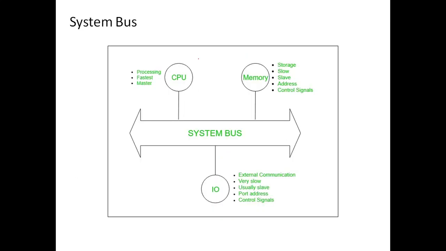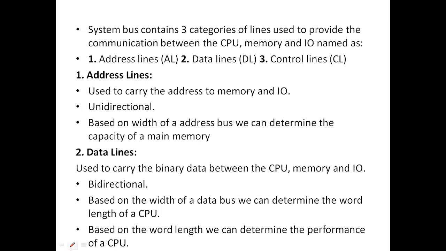And the next one is the system bus. The system bus is divided into three. The first one is the address bus, the next one is the data bus, and the third one is the control bus. These three together we call the system bus. So what is this address bus? The address bus is used to carry the address to the memory and IO. It is unidirectional. Do remember, the address bus is unidirectional, only one-way communication.